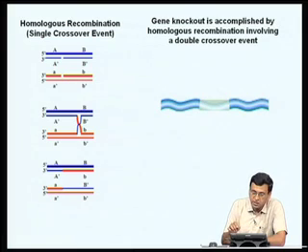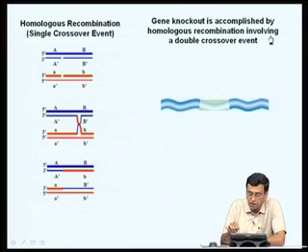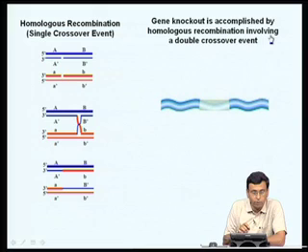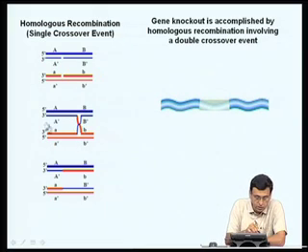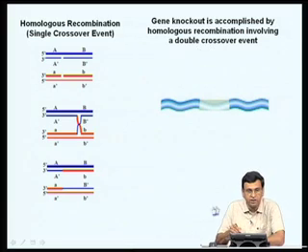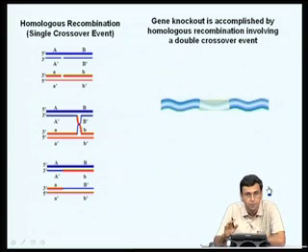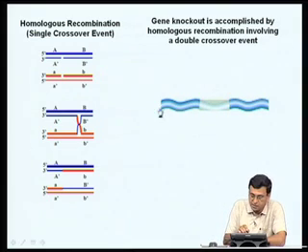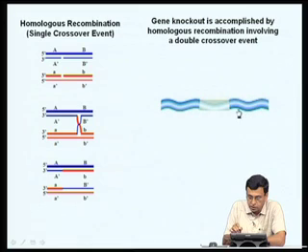The gene knockout is actually accomplished by homologous recombination involving a double crossover event. That means you need to have crossovers at two different regions of the gene. Now I am going to explain in a schematic manner, in a very simple manner, how exactly the gene knockout takes place. Let us see, this is the gene of your interest, let us say, and you want to actually introduce a mutation in this particular region of the gene.